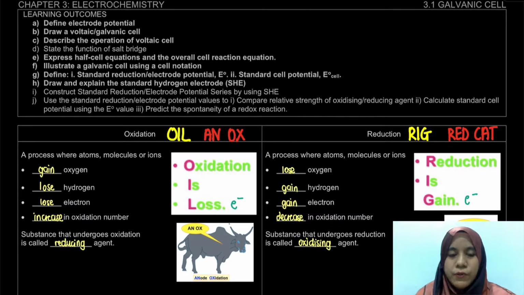Assalamualaikum and hello everyone. Welcome to the video for 3.1 Galvanic cell, where in this video we will learn to define electrode potential, define standard reduction or electrode potential, and define standard cell potential. Draw and explain the standard hydrogen electrode and use the standard reduction values to calculate the standard cell potential. Okay, so that's quite a lot of potential.